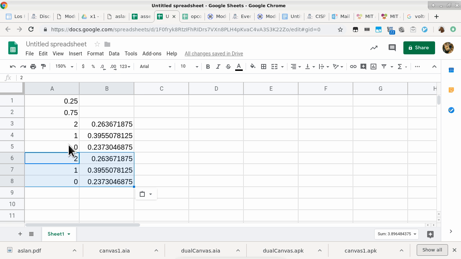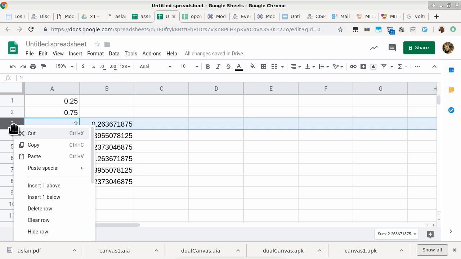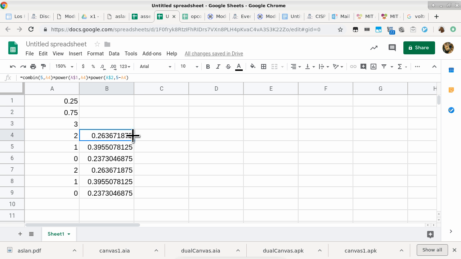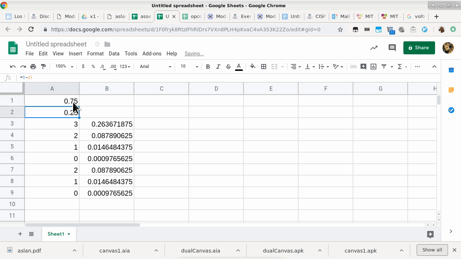And, okay, insert row. And then we have a 3 here. And then drag this up. Okay. Does that make sense? Yep, still makes sense. Okay, so if I change this back, yep, okay, so everything is still making sense.